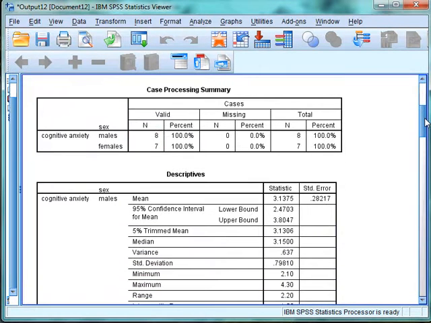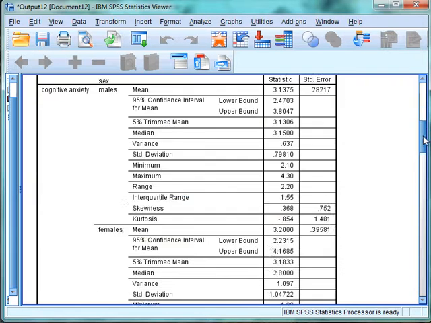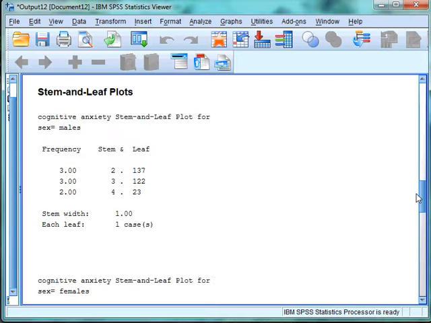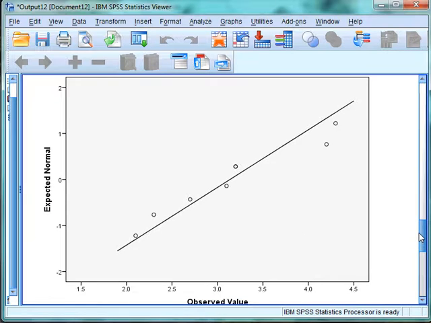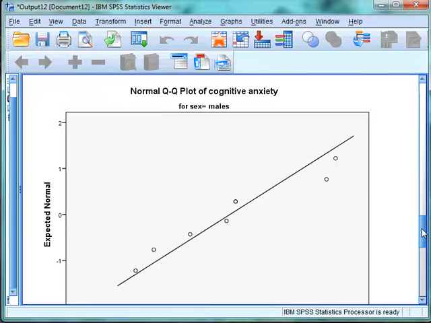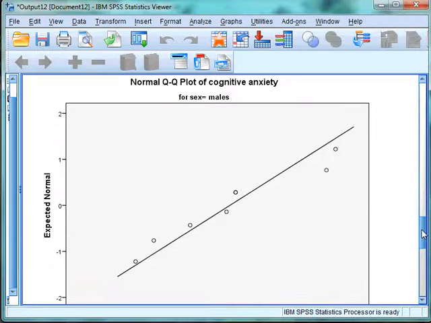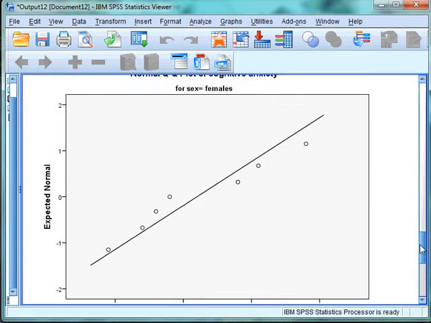If we scroll down, we can look at the normal QQ plots for males and females on cognitive anxiety. On the plots, each circle represents an individual score of cognitive anxiety, and what we want is that all the scores are clustered around the line. And as you can see, for both males and females, this is the case in the present example. Therefore, we can assume that our data is normally distributed.